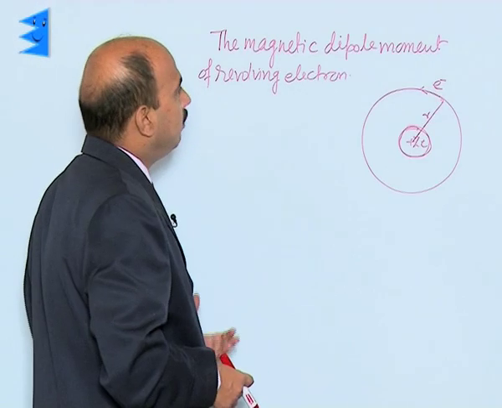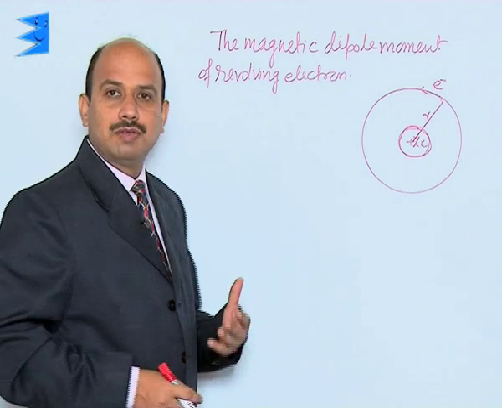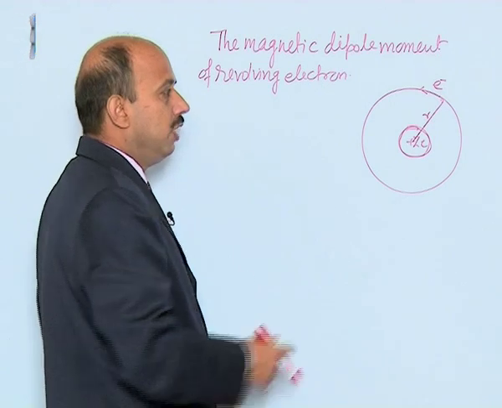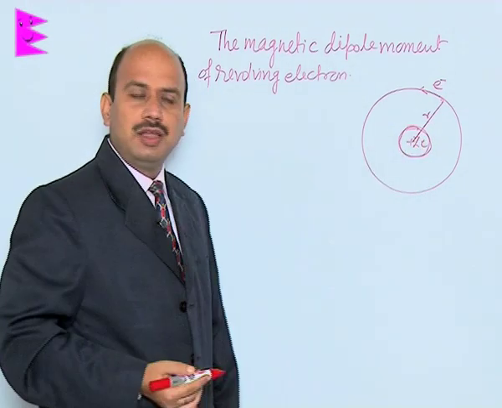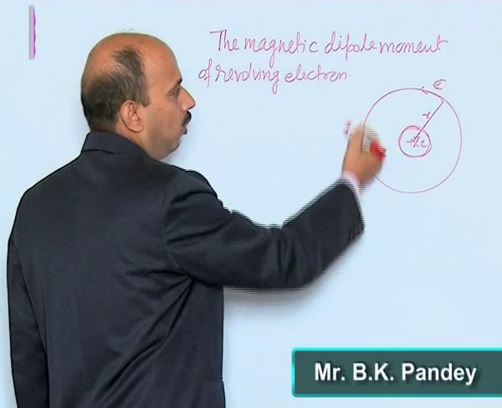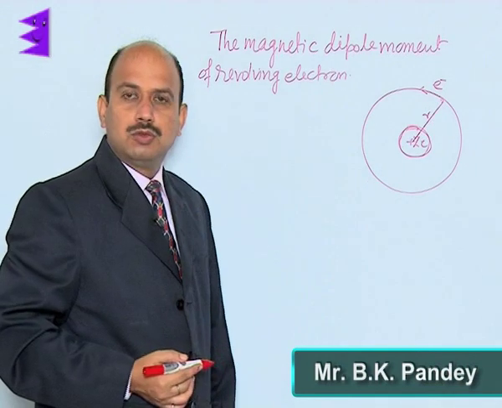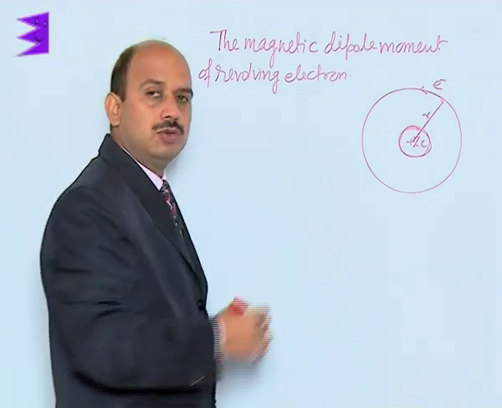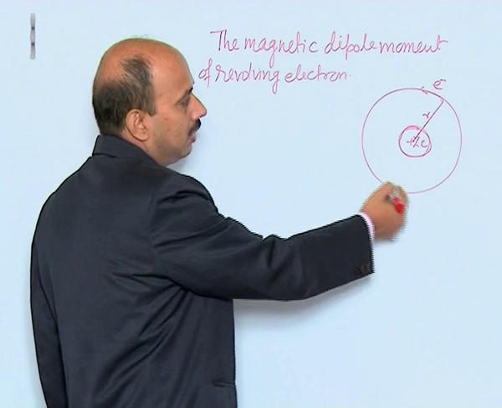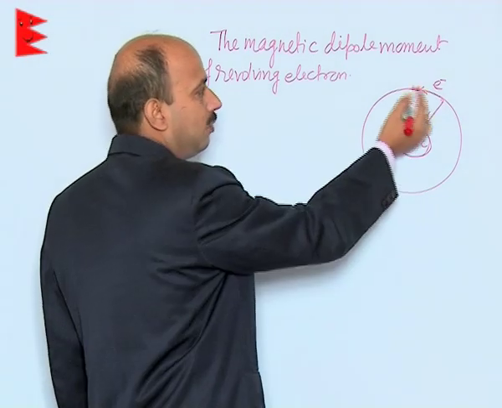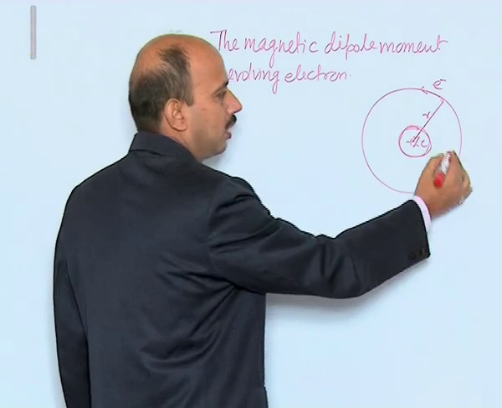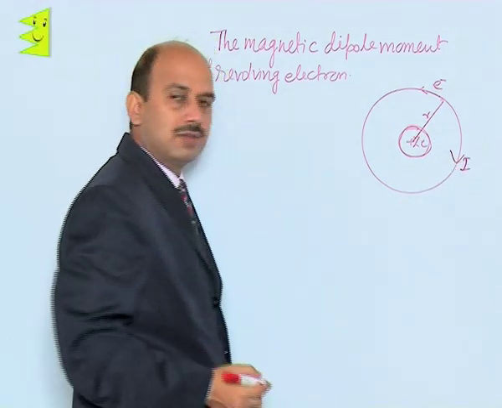Now see here, the magnetic dipole moment of a revolving electron. This is the nucleus having positive charge Ze, and electrons are revolving around the nucleus. When the electrons move, they constitute current. So these revolving electrons are actually producing current. The electrons are revolving in the anti-clockwise direction, so the current I is in the clockwise direction.